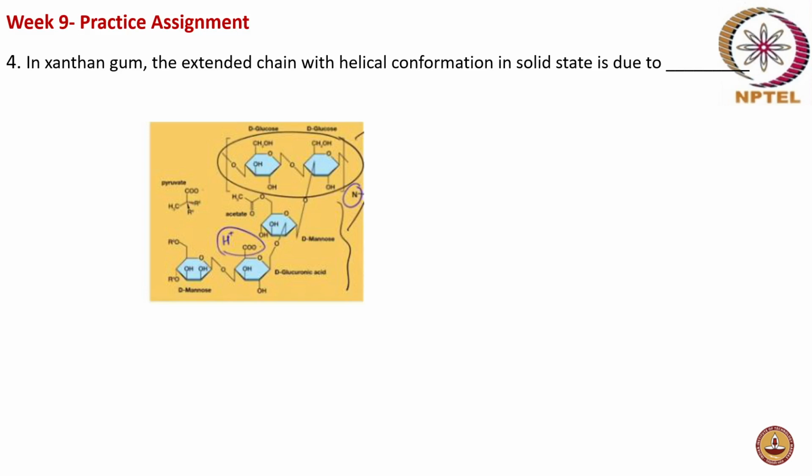In xanthan gum, the extended chain with helical conformation in solid state is due to what? What happens is that in solid state it will have an extended helical conformation. Why is it so? We discussed different interactions, right? In xanthan gum. So it is due to one of these interactions that in solid state, xanthan gum will have an extended chain with helical conformation.